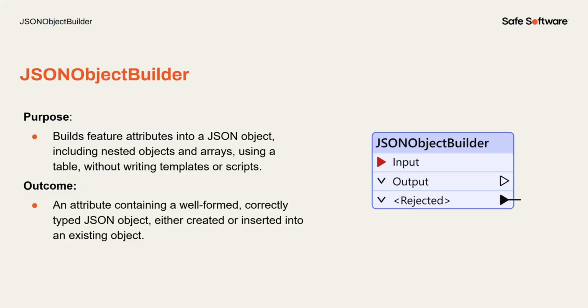Next, we have the JSONObjectBuilder. The purpose here is to turn feature attributes into a JSON object, including nested objects and arrays, using a simple table without writing any templates or scripts. So features come in and a finished JSON object comes out in an attribute.